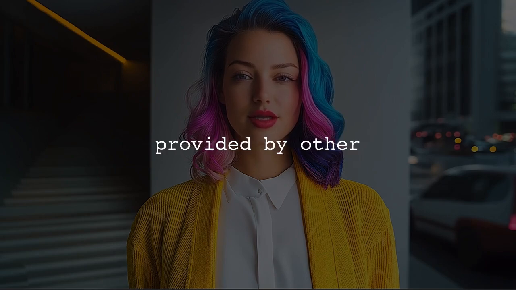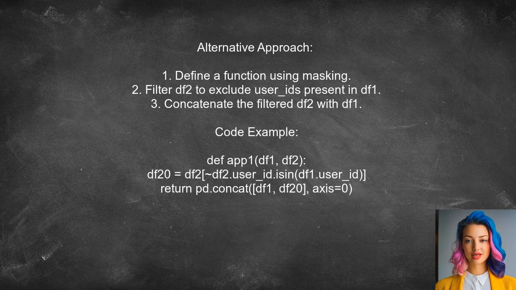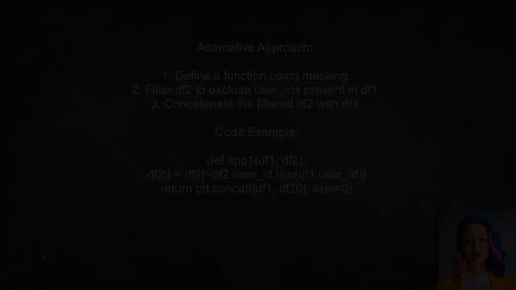Now let's look at the answers provided by other users. One alternative approach involves using masking to filter out unique rows. The user suggests defining a function that removes rows from the second data frame that already exist in the first data frame based on user ID. This is done using the isin method.